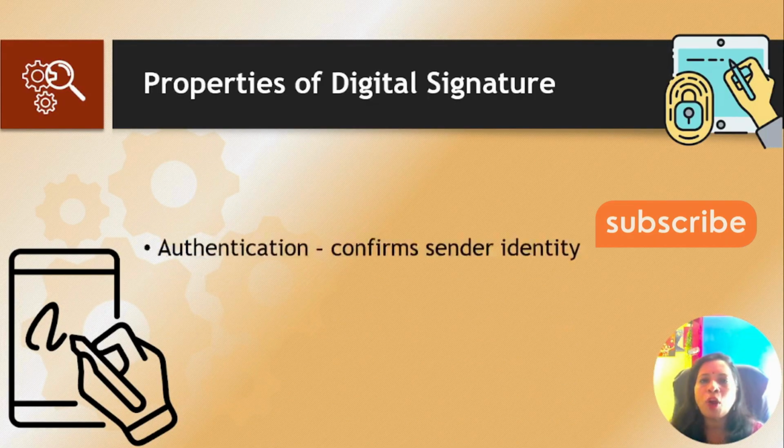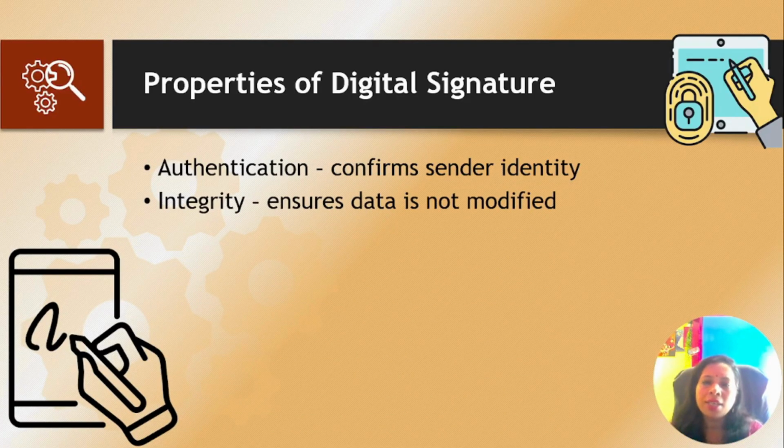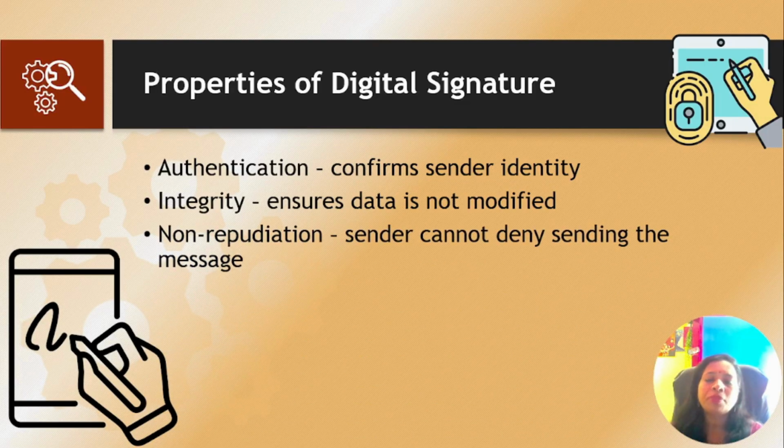Now let's discuss the properties of digital signature. There are three important properties. First one is authentication, which confirms the sender's identity. Second is integrity, which ensures data is not modified during transmission. The third is non-repudiation, meaning the sender cannot deny sending the message. So these three properties are essential in secure communication.